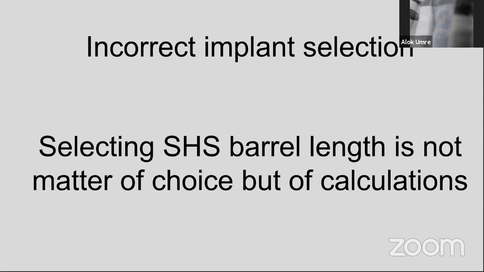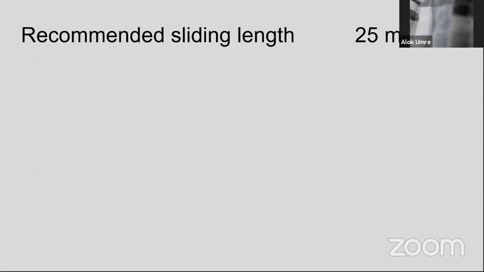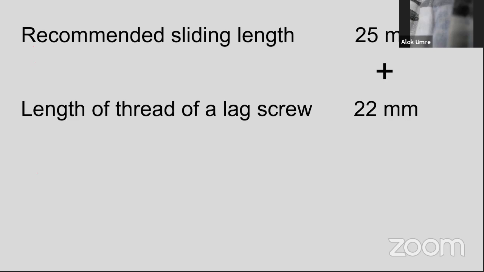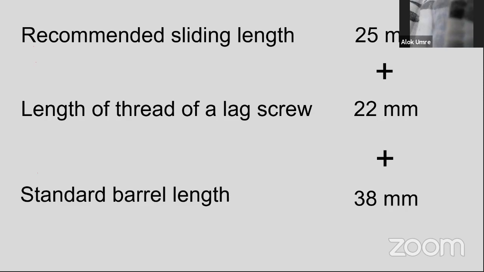Barrel comes in two lengths, a standard length and a short length. So let's see what is what. The recommended sliding length is 25 millimeters. The threaded length of the lag screw is 22 millimeters. So we calculate up. And the standard barrel length is 38 millimeters. So we calculate to 85. So when your lag screw length is 85 millimeters or more, you should use a standard barrel. Then and only then will you provide the recommended sliding length of 25 millimeters.